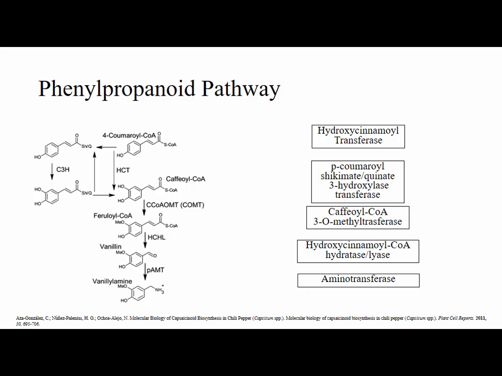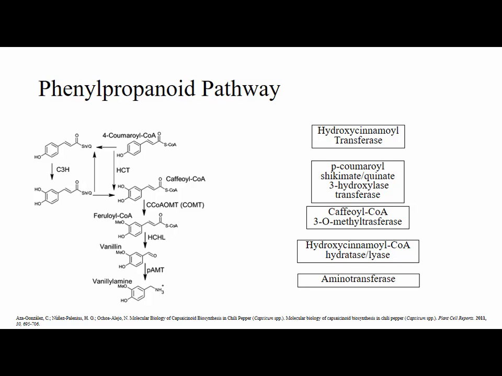Next, we're going to take our 4-coumaryl-CoA, and we're going to put it down this path right here, which first starts with the hydroxycinnamoyl transferase. There is the option to go this way, which would involve a p-coumaroyl shikimate/quinate 3-hydroxylase. But for the purpose of this, we're going to focus just on this path right here.